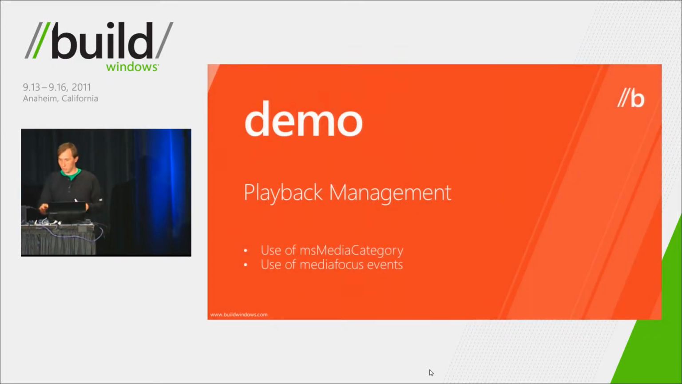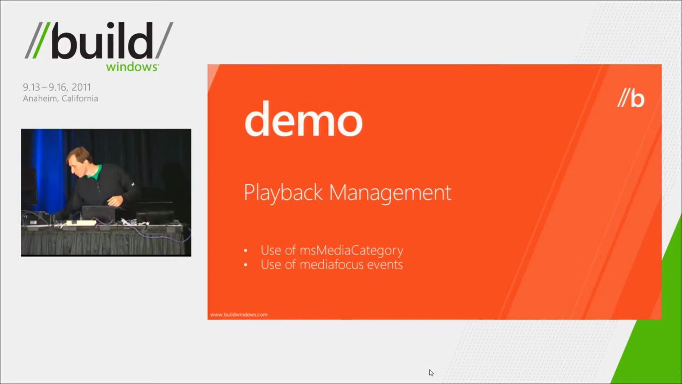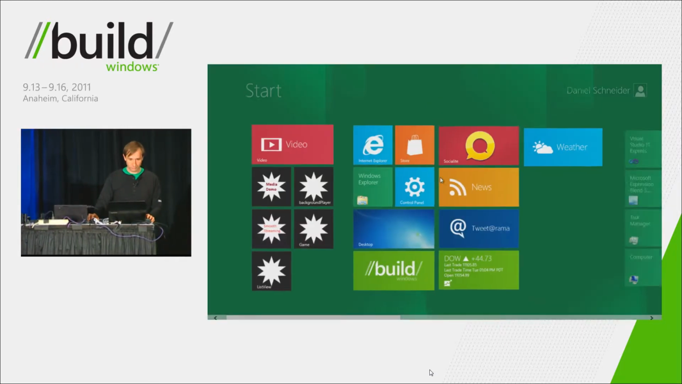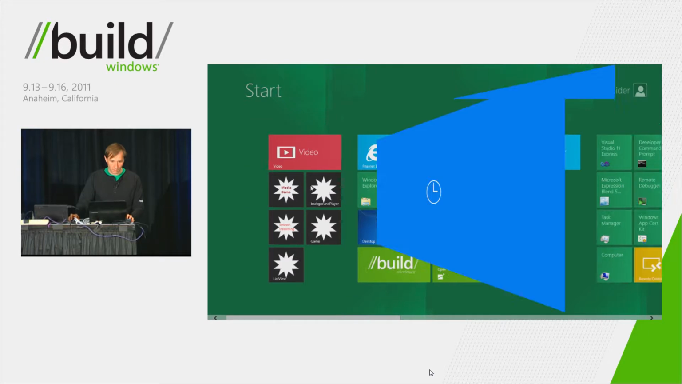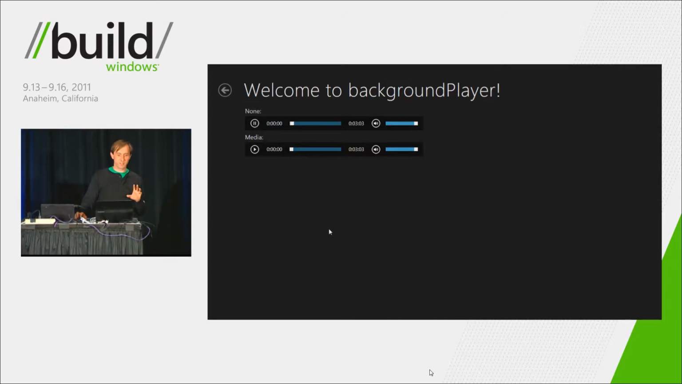I'd like to show that quickly. So I have an app here. The first media here is not categorized at all, so it's just the default. This is the default behavior of Windows. Can we get the audio? For an audio tag.